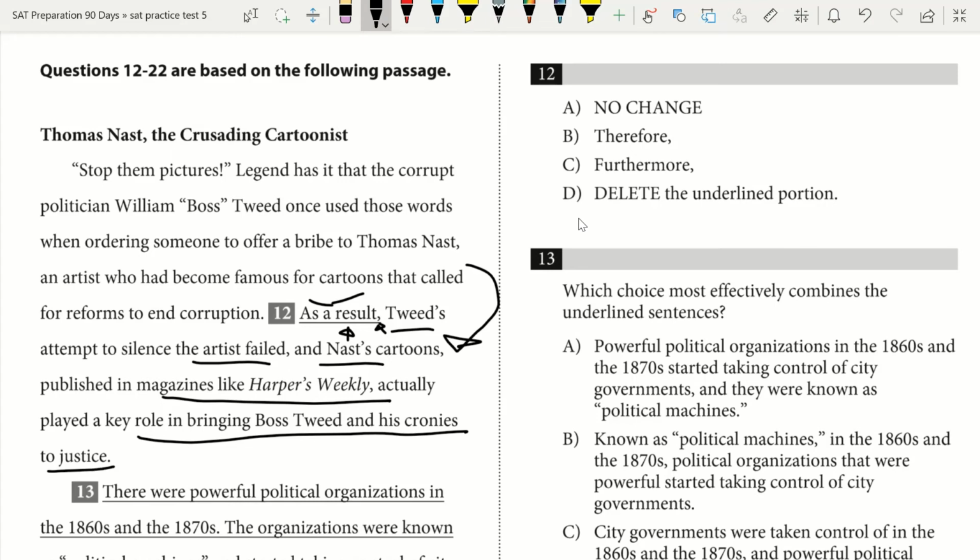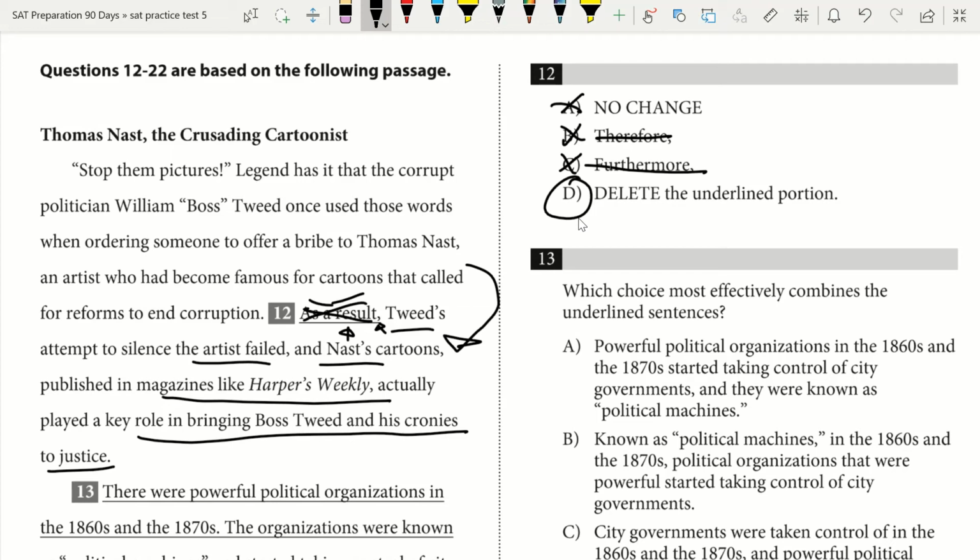There's really no great word that we could use, and it's definitely not "as a result," okay? Because him offering the bribe doesn't cause this. It's definitely not "therefore." Once again, it's not causal, so we wouldn't say "therefore." And it's not "in addition" either, so we wouldn't say "furthermore." We would just delete it and we'd start it with "Tweed's attempt."